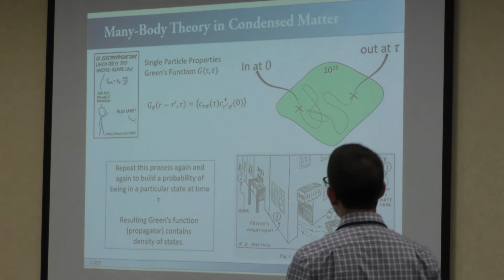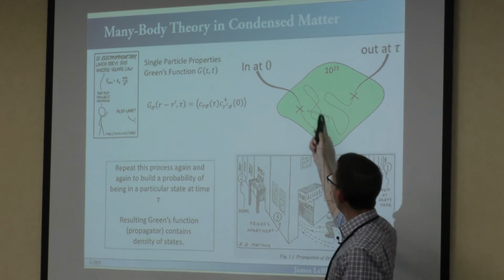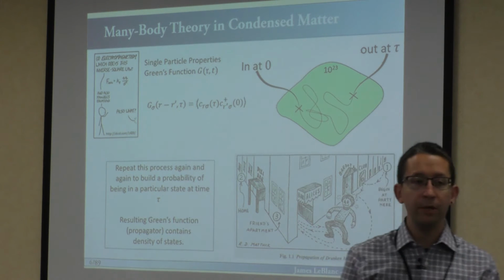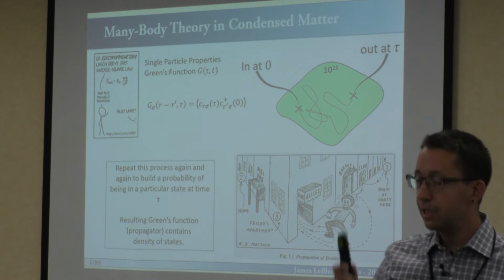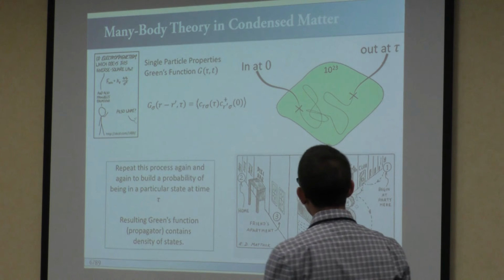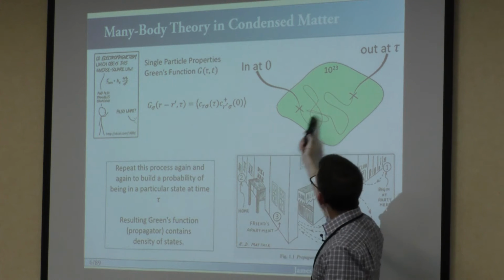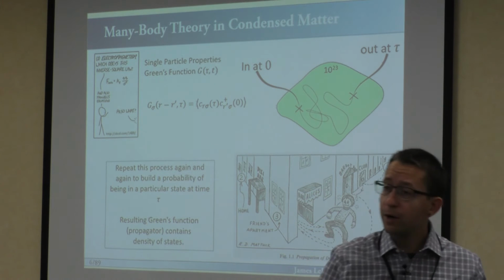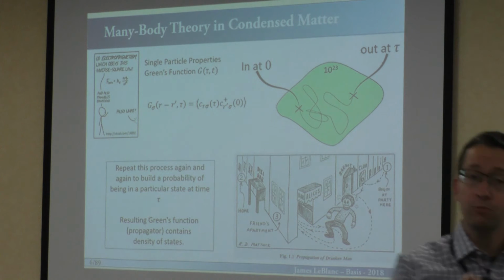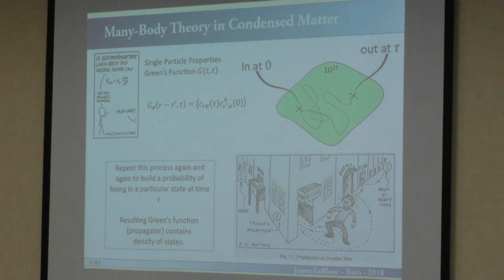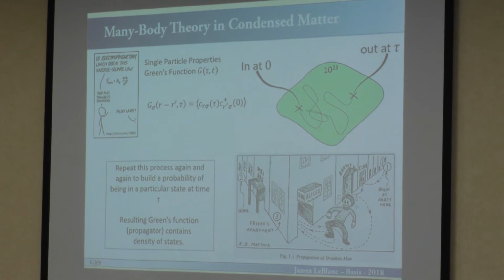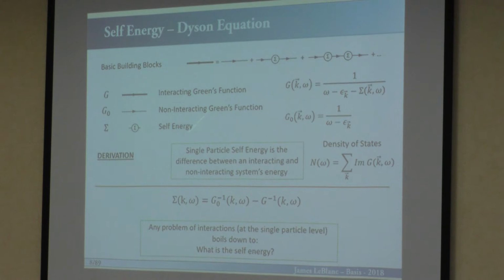So you put a particle into the system and you let it propagate. And in essence, all you need to know in order to understand the interacting problem is this: if these 10 to the 23 particles are in equilibrium, when you put a new particle in the system, how has it disrupted the system? And how does that have a feedback effect on the particle itself? And for that reason, this object is called a self-energy. By putting it into the system, yeah?